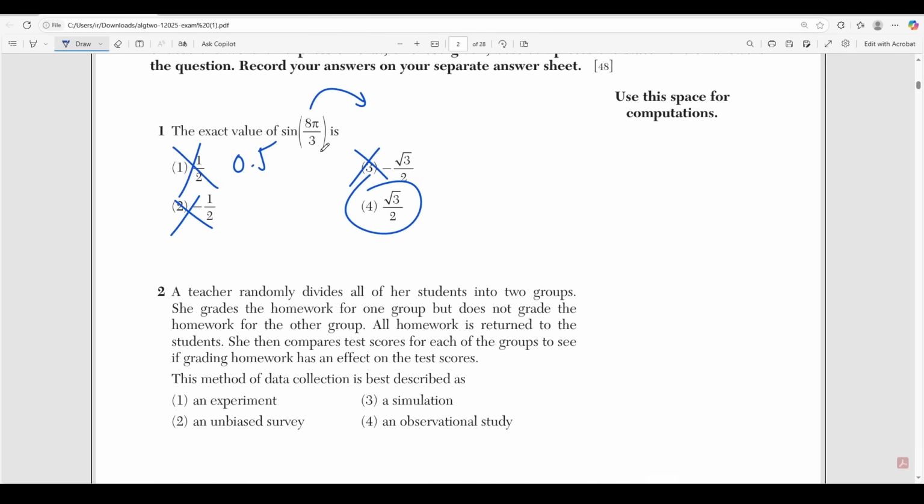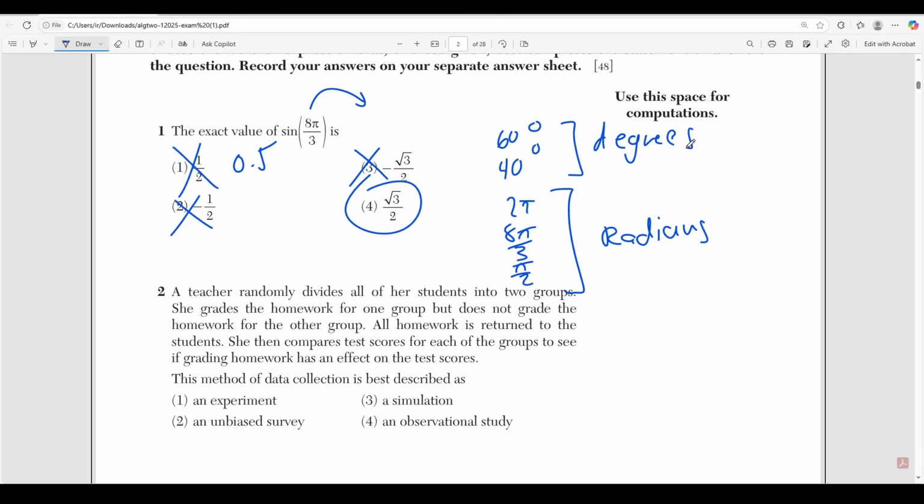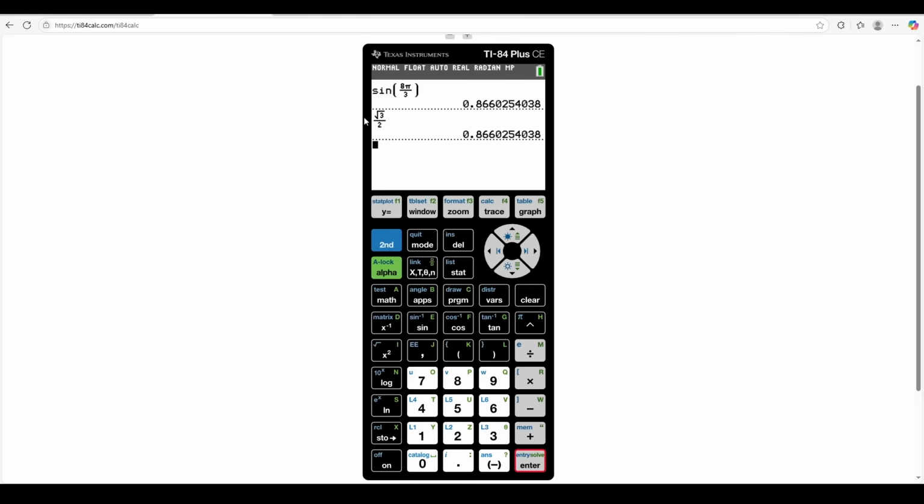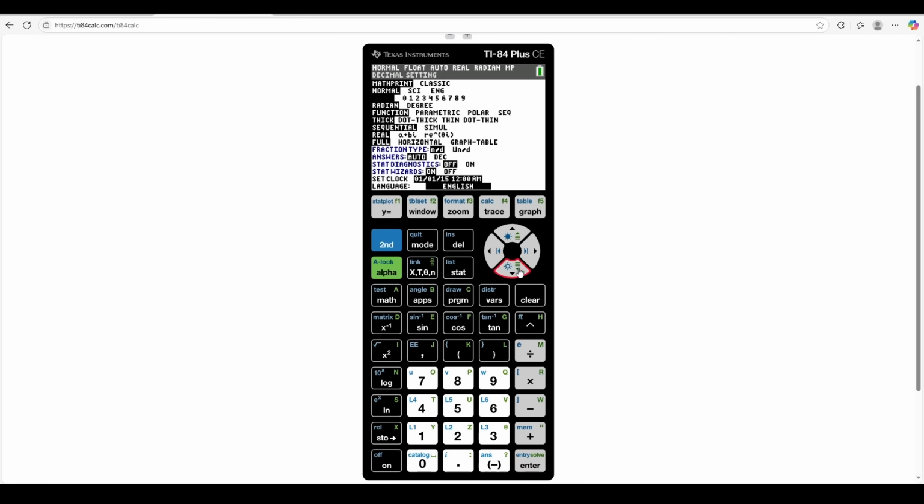Okay? Now remember that whenever you're finding the sine of something, you can either find the sine of a degree measure, like 60 degrees or 40 degrees, or you can find the measure of a radian, right? Like 2 pi, or 8 pi over 3, or pi over 2. Whenever you're dealing with pi's, you're dealing with radians. And whenever you're dealing with degrees, well, you're dealing with degrees, right? It's in the name. So make sure if you plug this into your calculator that you're in radian mode because you're operating with a radian, not a degree.